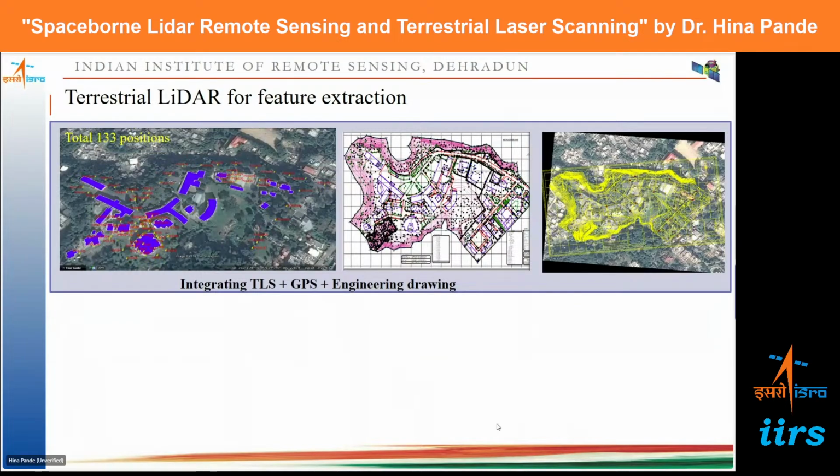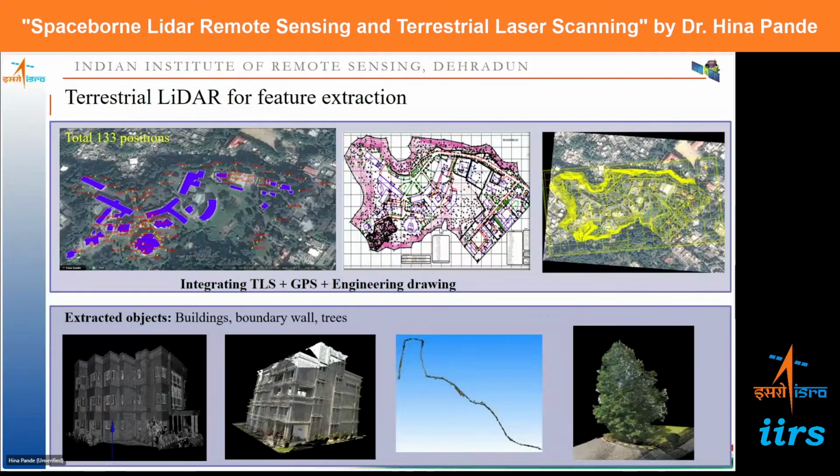Then if you integrate TLS and GPS and engineering drawings, high resolution elevation information mapping etc. can be done. This is done for the IIRS campus. Contours are generated. Different buildings are mapped. This is the scan of the building. Boundary walls for security purposes.